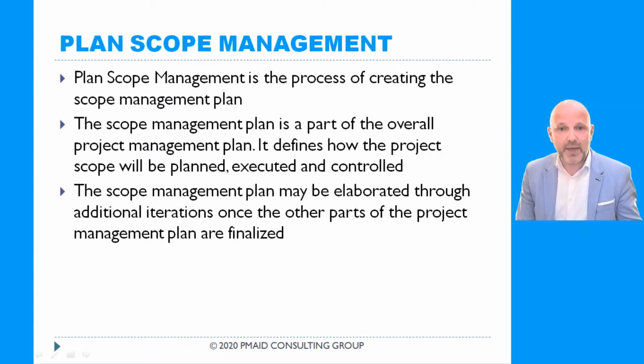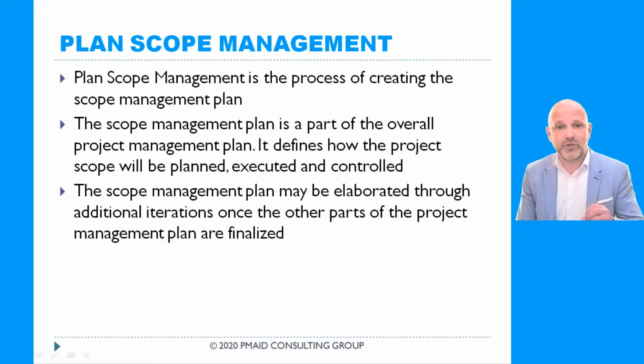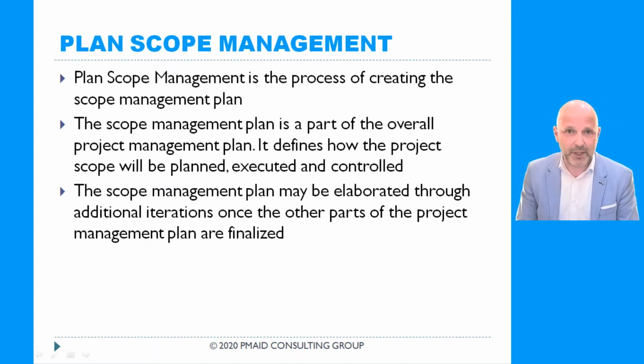Scope management plan may be elaborated through additional iterations once the other parts of the project management plan are finalized. Not only that, once we elaborate further on the project, we may have to add new items to the project scope, and then our scope management plan can also change. The scope management plan can change regardless of whether scope changes, because we may decide that it will be easier to control the scope, for example, by running it through an additional set of reviews or meeting with an additional group of stakeholders. There could be different changes throughout the project life cycle.